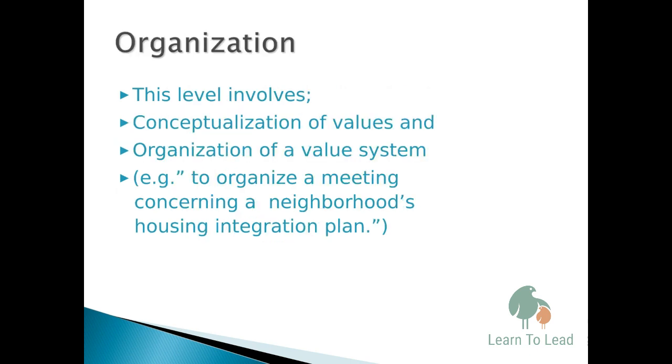Organization. The fourth level of the affective domain involves the learner's conceptualization of values and the organization of a value system. Students at the organization level are able to conceive of their values as a system. For example, they may be able to identify the different values that are important to them and how those values relate to each other. They organize their values in a way that makes sense to them. For example, they may prioritize their values or group them into different categories.